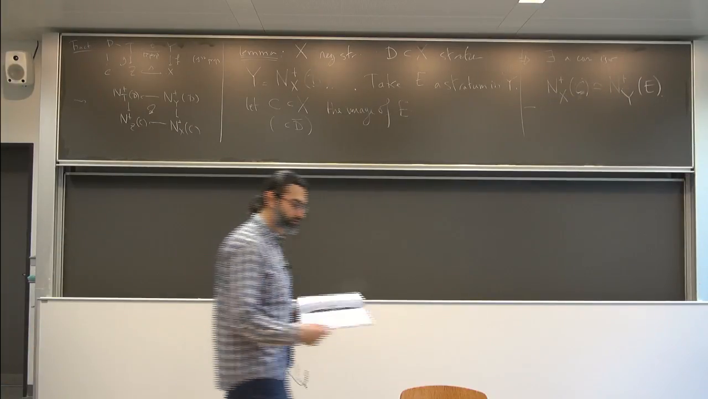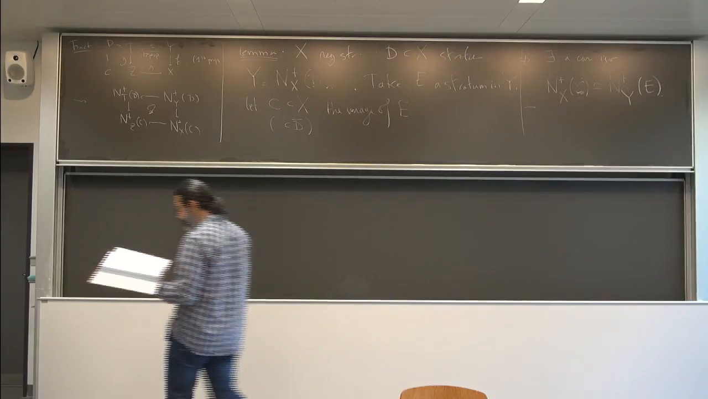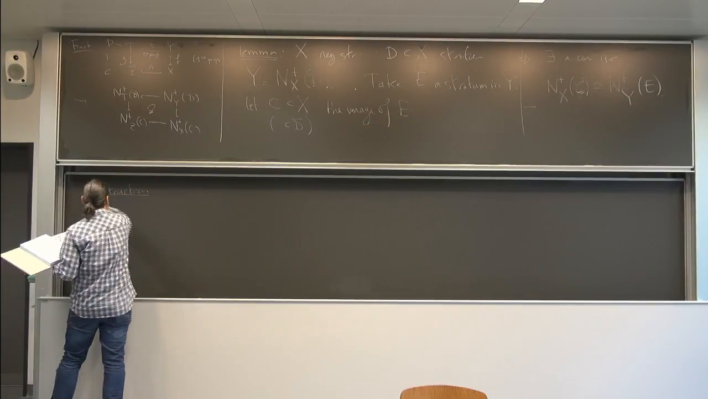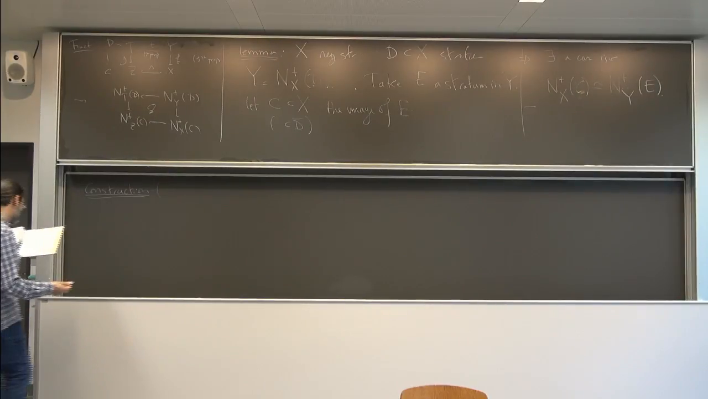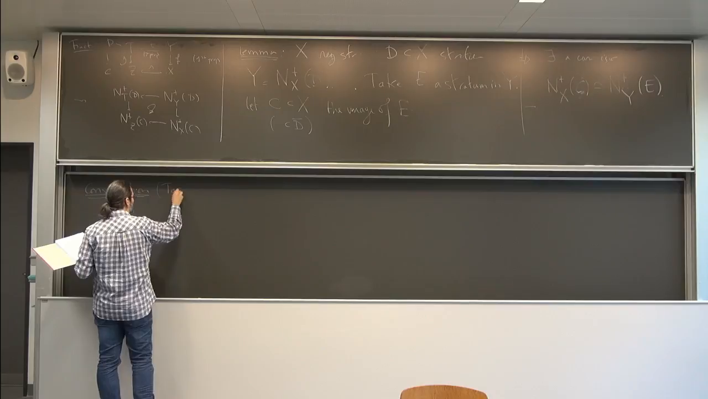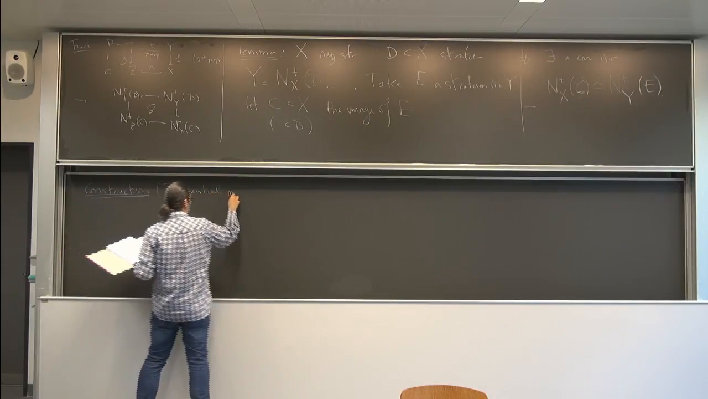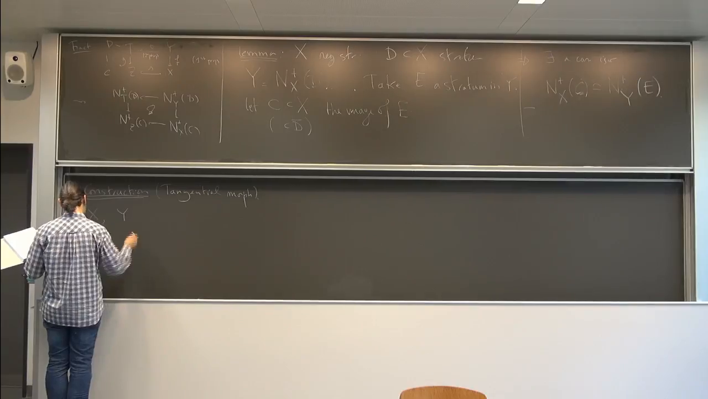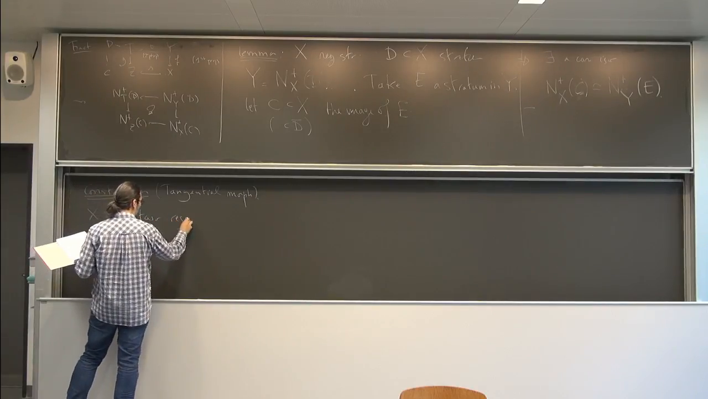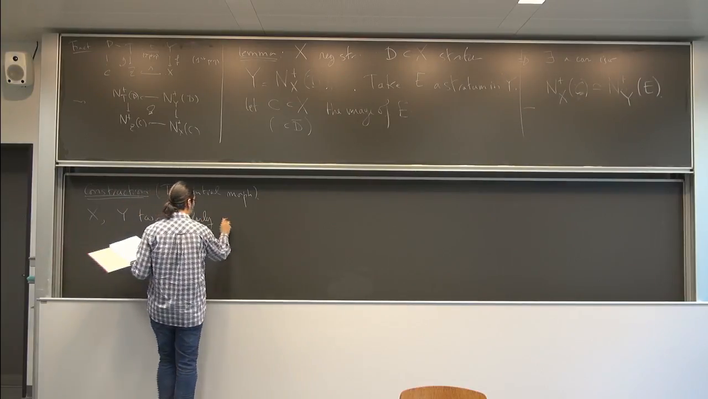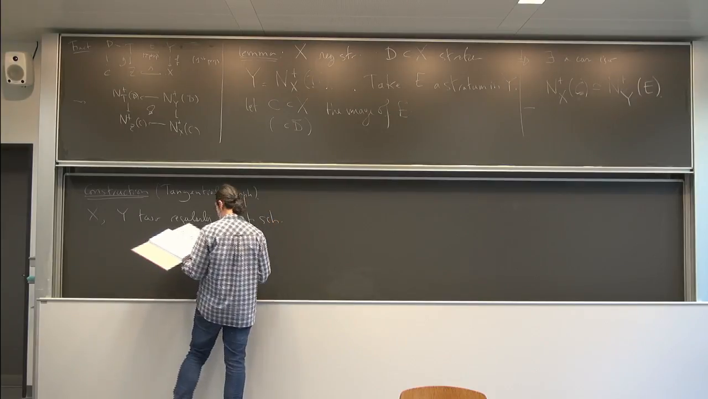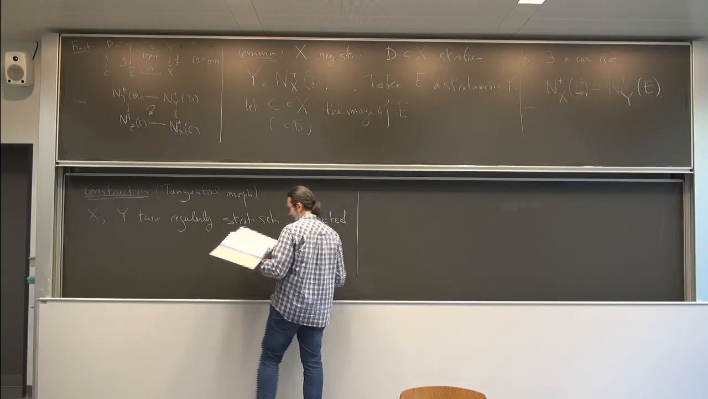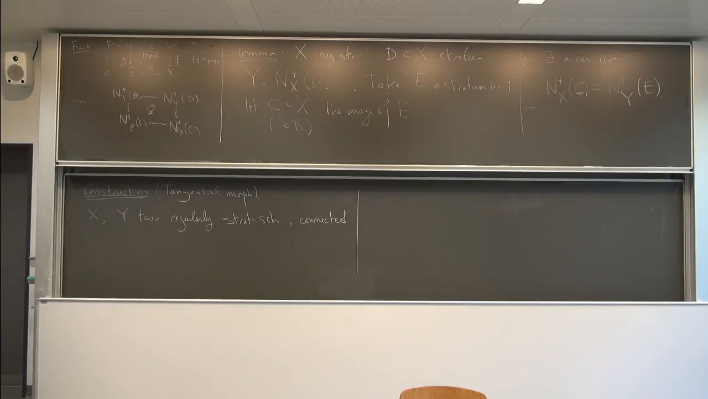All right, so now we come to an important construction. In fact, maybe not a construction, but rather a notion. So this is the notion of tangential morphism. So we take X and Y two regularly stratified schemes, connected. So I only consider tangential morphisms between connected guys like this.